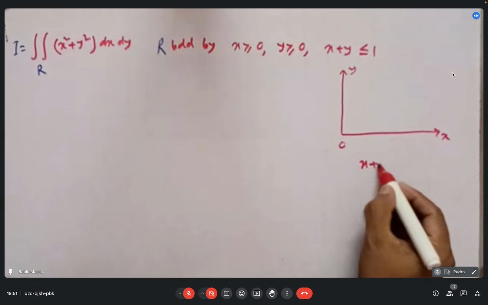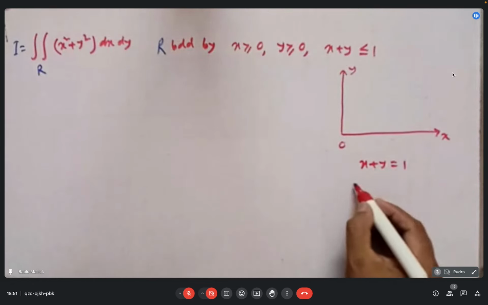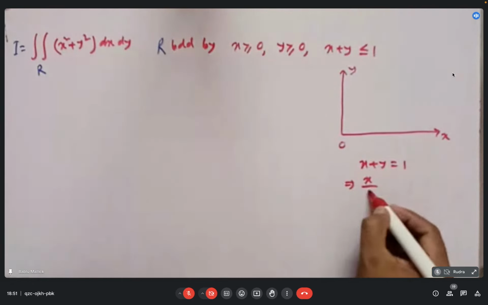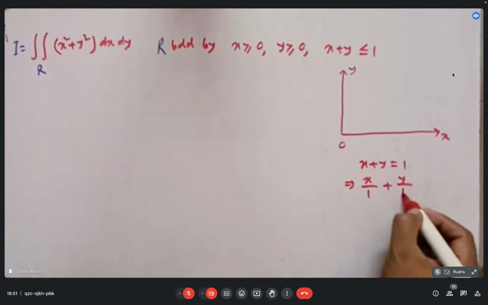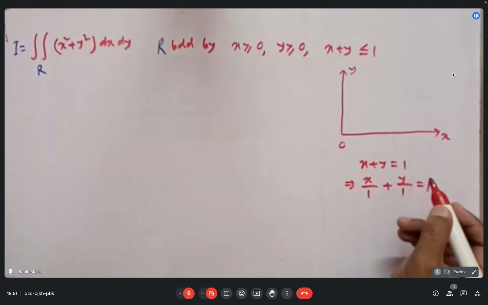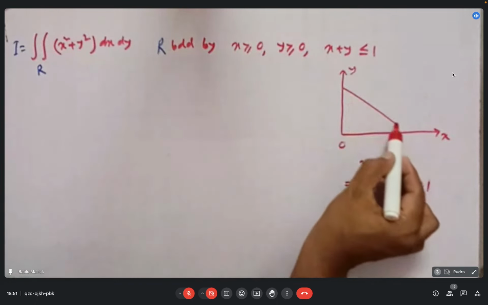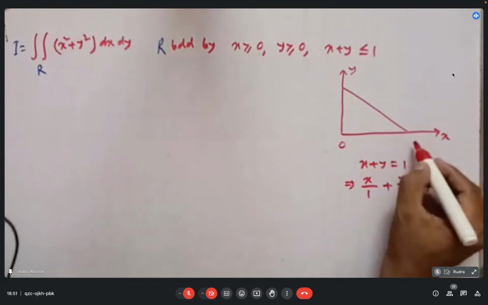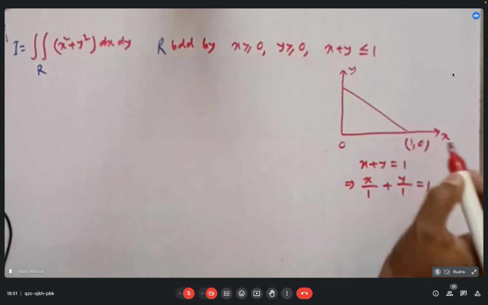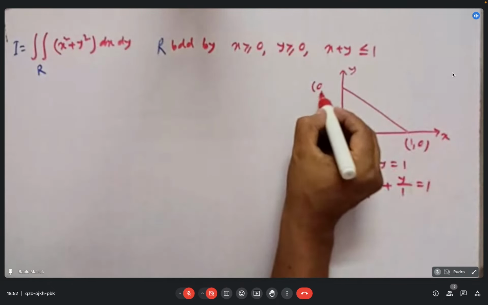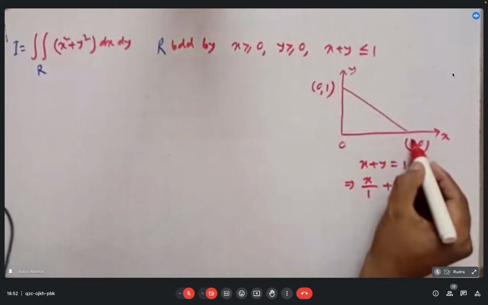So x plus y is equal to 1. This equation is actually x by 1 plus y by 1 is equal to 1. So this is x by 1, this is the point 1 comma 0 and this point is 0 comma 1.